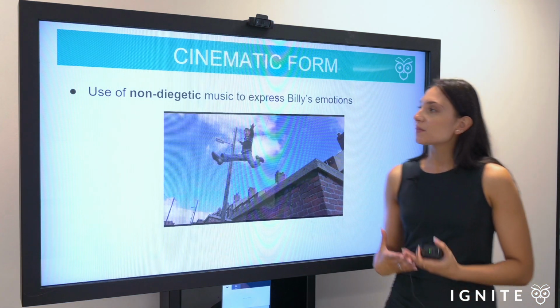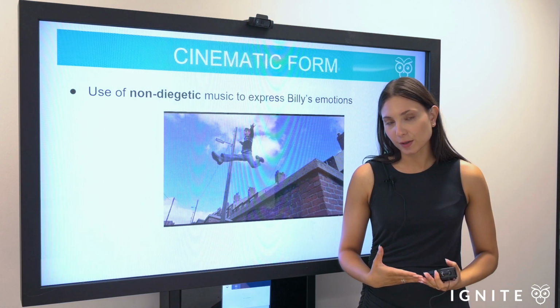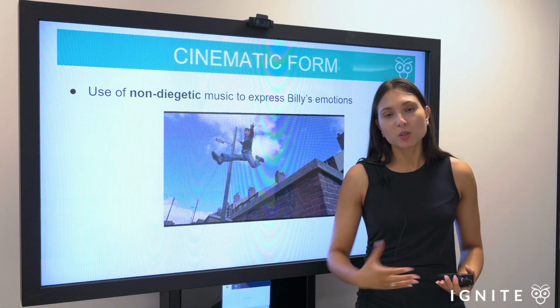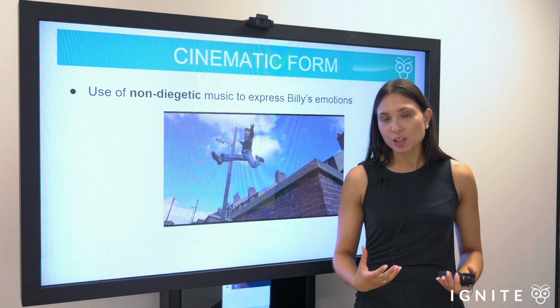We then have the use of non-diegetic music throughout. Now, obviously, music is so central to the film because of dance, and dance functions as Billy's escapism, to escape the trauma, to escape his, at times, violent family relationships.